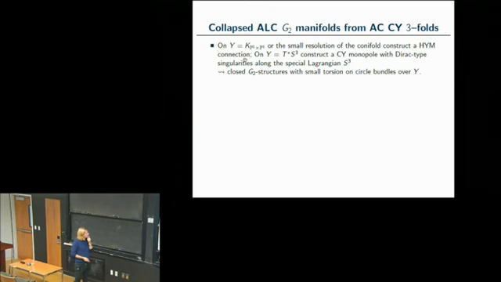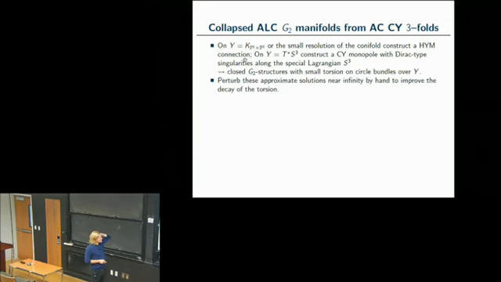So from what I said, you can then find closed G2 structures with small torsion on circle bundles over these. It turns out you have to do a little bit better, because in Dominic's perturbation theory, things need to be in L2, and you're not quite in L2, so you need to do a bit of tweaking of the approximate solutions by hand near infinity. I'm simplifying slightly, but this is morally the correct statement, that you need to improve the decay of the torsion a little bit, and you can do that by hand, at least in those cases. And so you can then deform to exact ALC G2 manifolds using Dominic's deformation results. Of course, you need to do some analysis on ALC spaces, so this is where that first comes in.